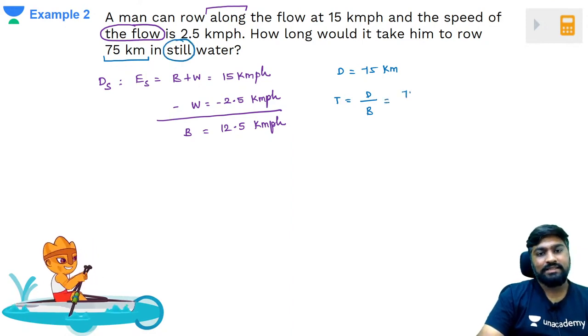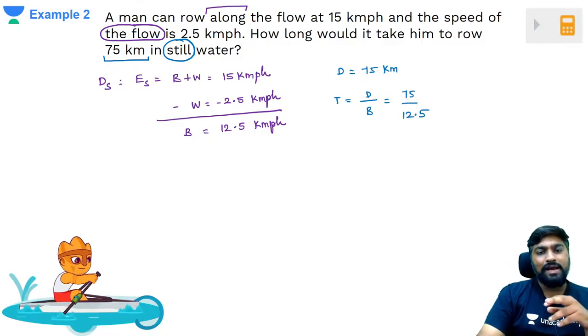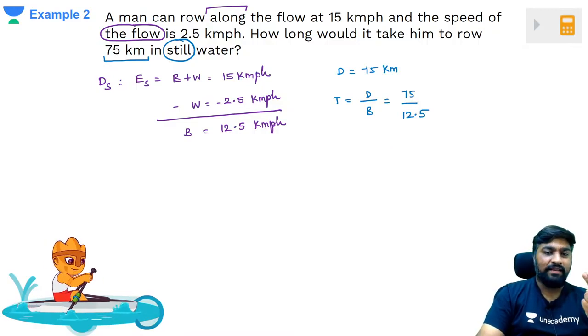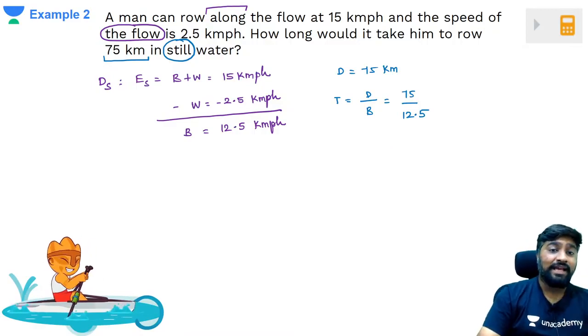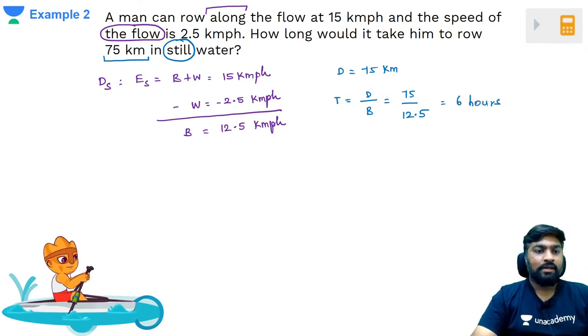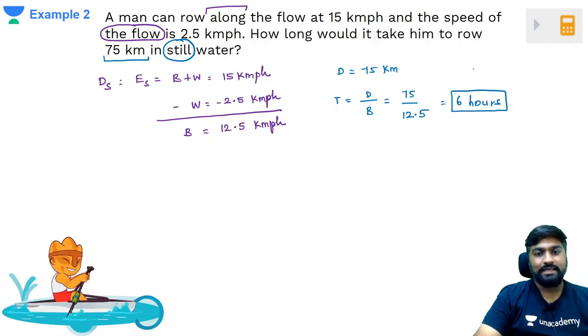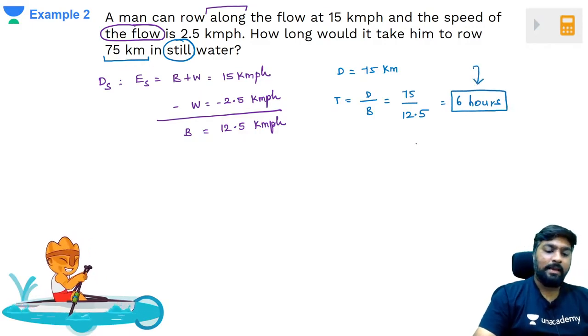So that's 75 upon 12.5. If you want to cancel, you can do that, but think smart. We know 12.5 twice is 25 and 25 thrice is 75. So this basically is 6 times. So it's going to take this particular man to travel 75 kilometers in still water 6 hours. Make sense?